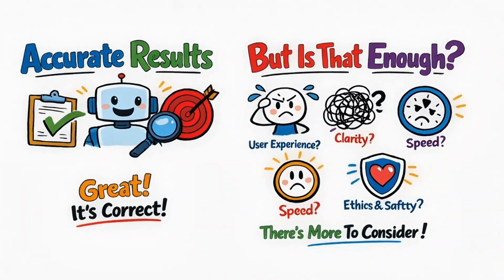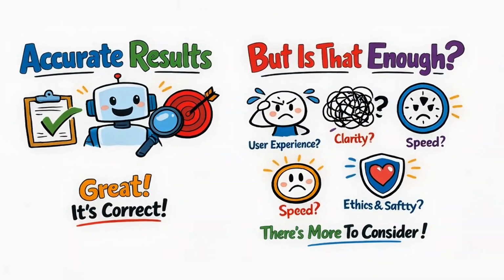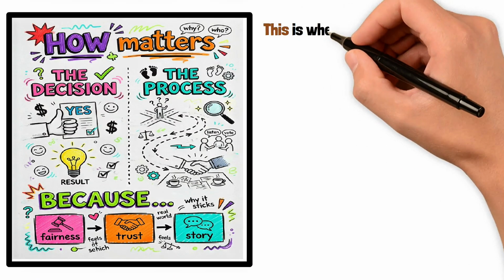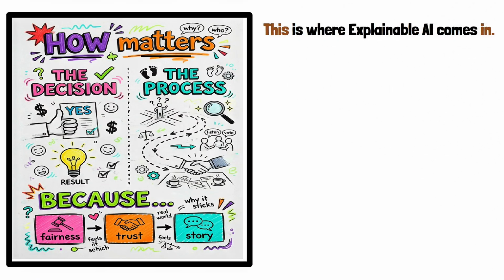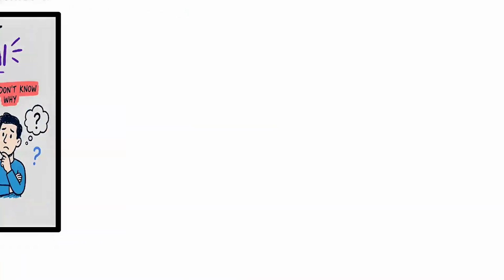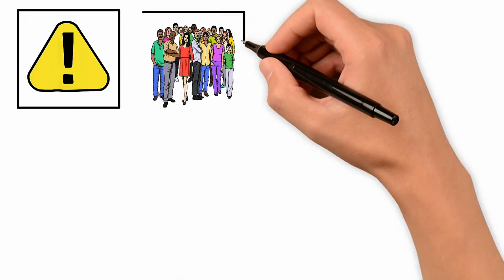Most people think if an AI model gives accurate results, that's enough. It's not, because in many real-world situations, how a decision is made matters just as much as the decision itself. This is where explainable AI comes in. Without it, you're relying on systems that work, but you don't understand why they work. And that's dangerous, especially when those decisions affect people's lives.